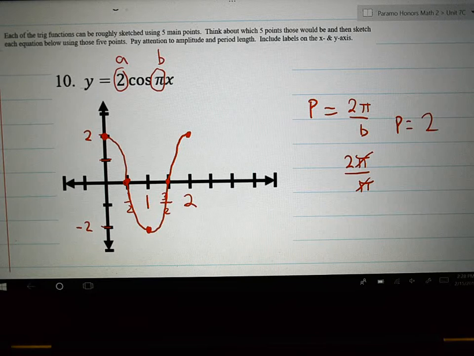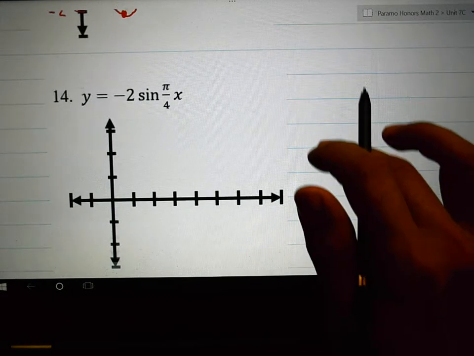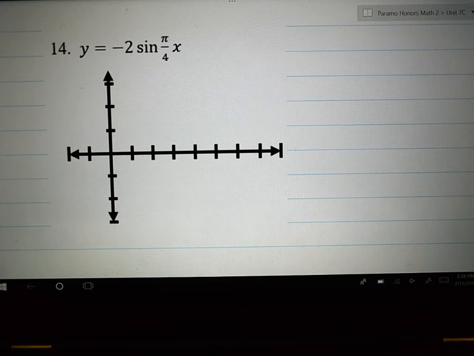Simple. Now let's do something that's harder. Number 14. First thing I would do, just like it says in your notes for graphing, is I would label my y-axis based off my amplitude. If you know what the amplitude is, tell the person you're sitting next to for number 14. I hope you all said 2.